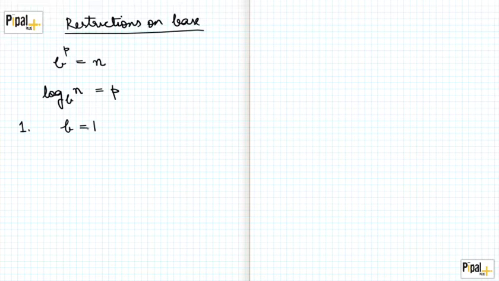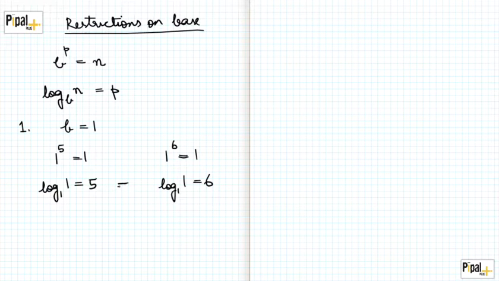Now if I have base b equals 1, then 1 to the power 5 is 1. This means that log base 1 of 1 equals 5. But the problem arises when 1 to the power 6 is also equal to 1, which means that log base 1 of 1 is also equal to 6. Now this is inconsistent. This can't be true. The same thing can't be equal to 5 and the same thing can't be equal to 6. Therefore, I must refrain from using the base 1. So base 1 is not permitted.